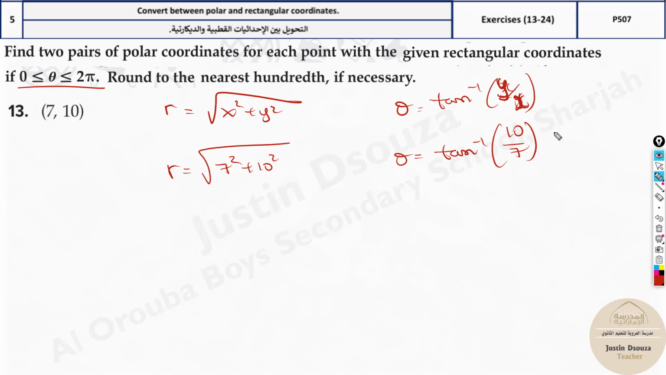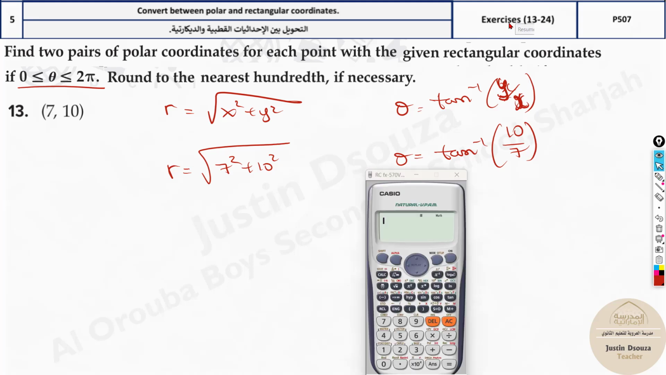That's it. Now let's use our calculators. Here the first thing, very simple: square root of 7 squared plus 10 squared. It's squared. And that's the answer, root of 149 or 12.2. What about this one? Tan inverse, shift and tan gives you tan inverse. 10 divided by 7, close the bracket, and the answer is 55.0079 degrees, because my calculator is in degree mode.